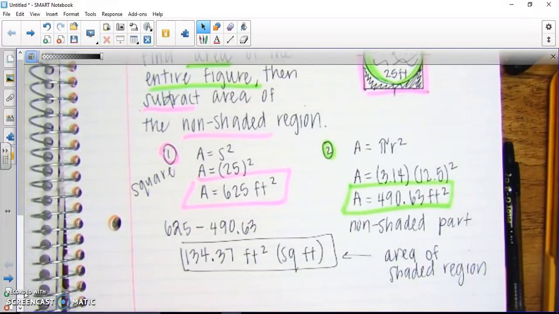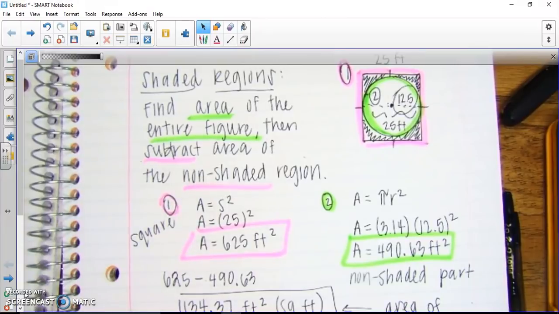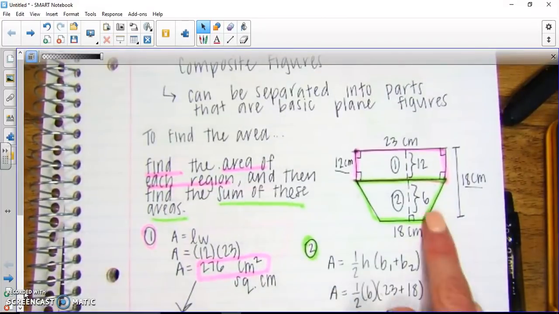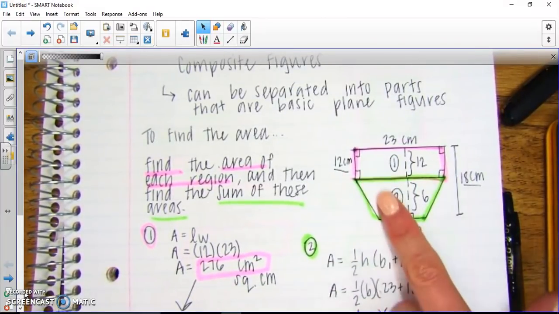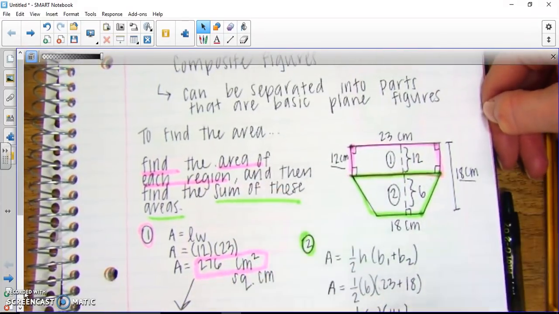Okay? Awesome. All right, so moral of the story, takeaway from these notes, if you're looking for a shaded region, we're going to subtract. If you're looking for a more traditional composite figure where it's just multiple figures kind of linked together, matched up together, then we're going to add. All right, good luck.